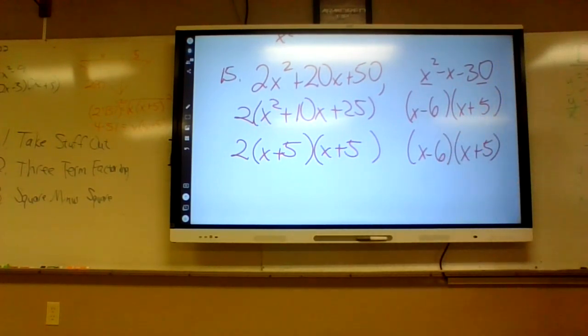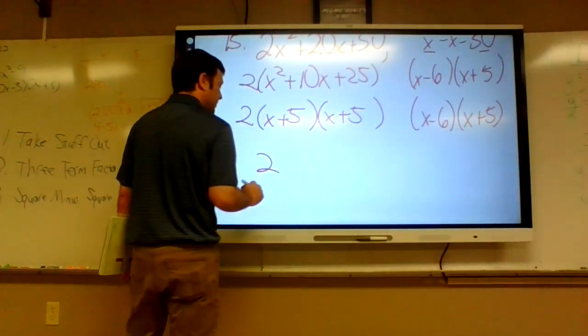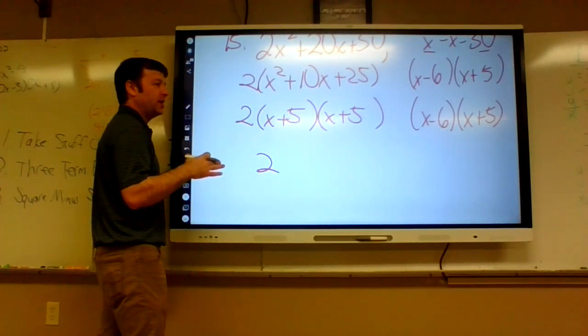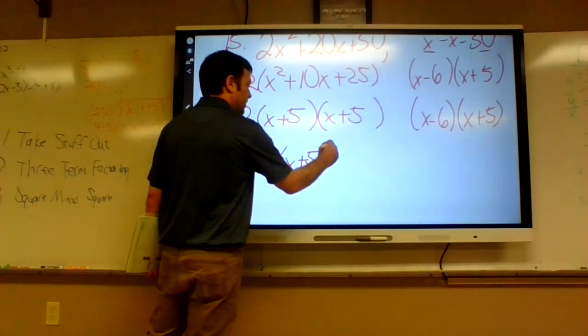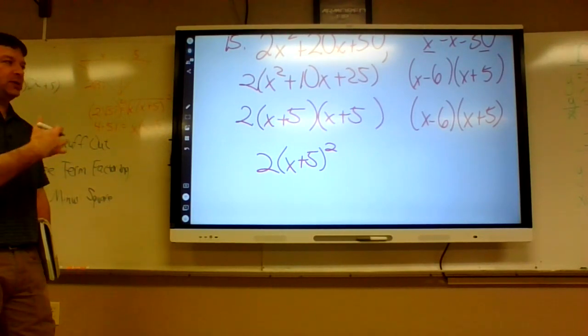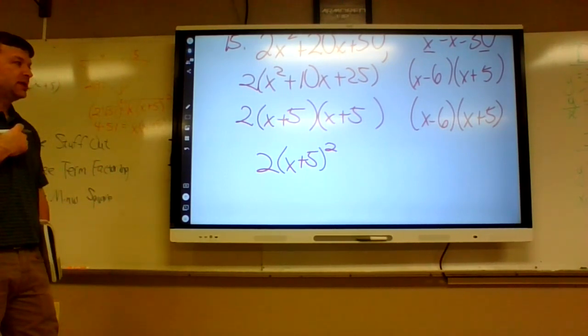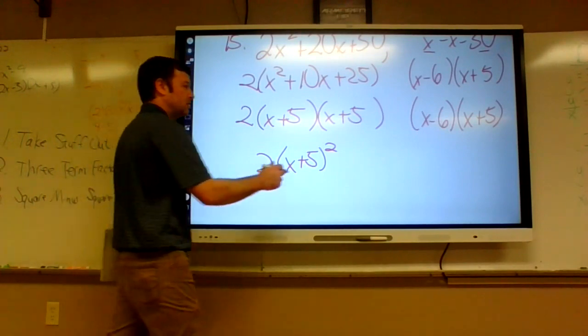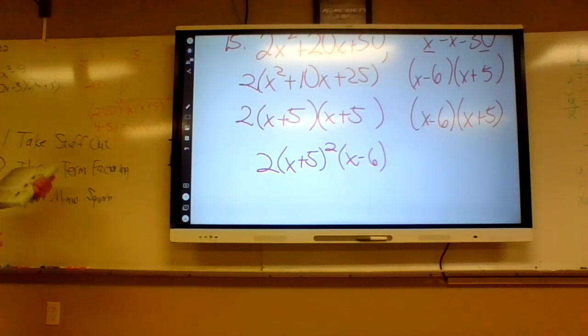Okay, to find the least common multiple, we're going to use the most of each kind of factor. So what's the most of my 2's? 1. What's the most of my x plus 5's? 2. So I'm just going to write it like this, x plus 5 squared. We didn't use the other x plus 5, just comparing the two, who has the most, the guy on the left. So we're going to use the 2 on the one on the left hand. And what's the most of my x minus 6's? 1. That's the least common multiple.